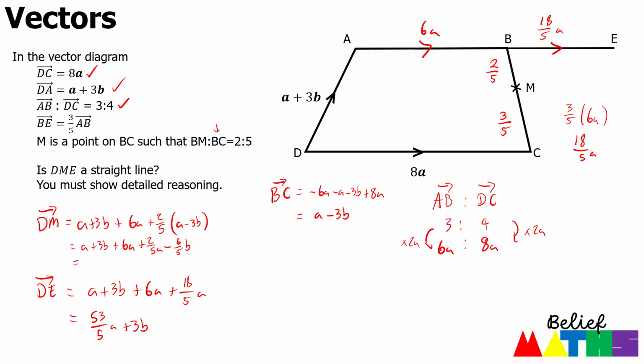Again, we can use our calculator to collect our terms here. So we've got our coefficients. So our A's is 1 plus 6 plus 2 over 5. That gives us 37 over 5A. And then our B's are 3B. So 3 minus 6 over 5. And that's 9 over 5B.